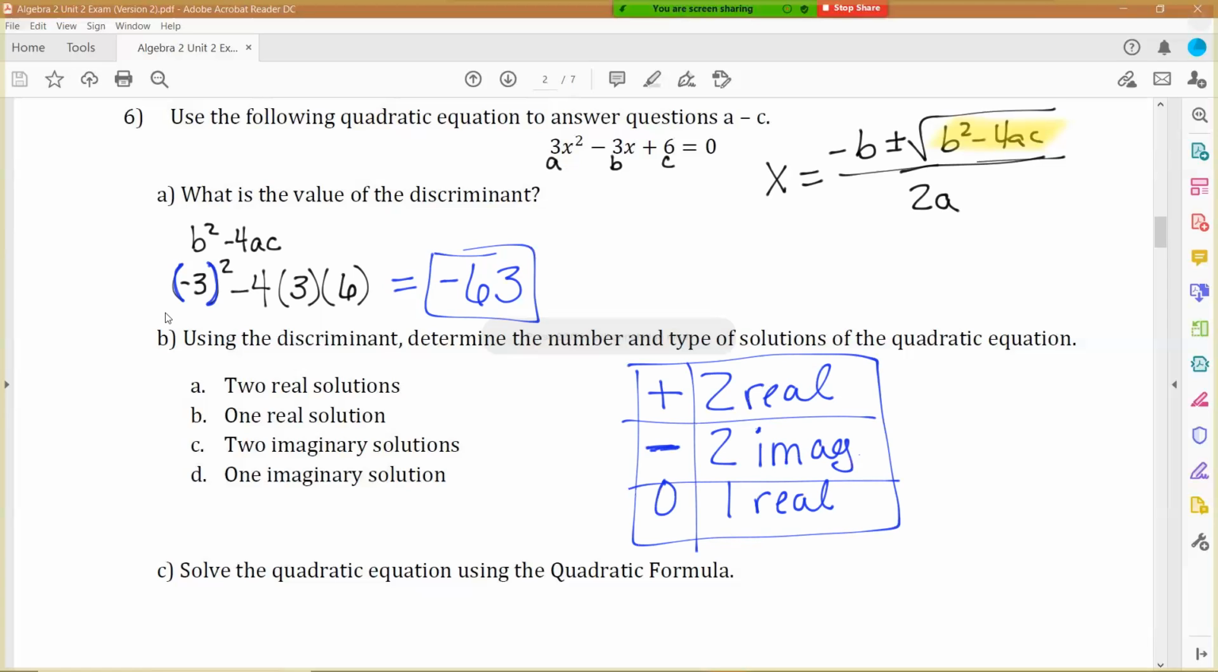So in this case, we got negative 63. Since negative 63 is negative, our answer is going to be 2 imaginary. Also want to point out that letter D, this one here, will never, ever happen. Imaginaries always come in pairs. So there's always going to be 2 of them, or 4 of them, or 6 of them. Always an even number. Questions on part A and part B? Okay.